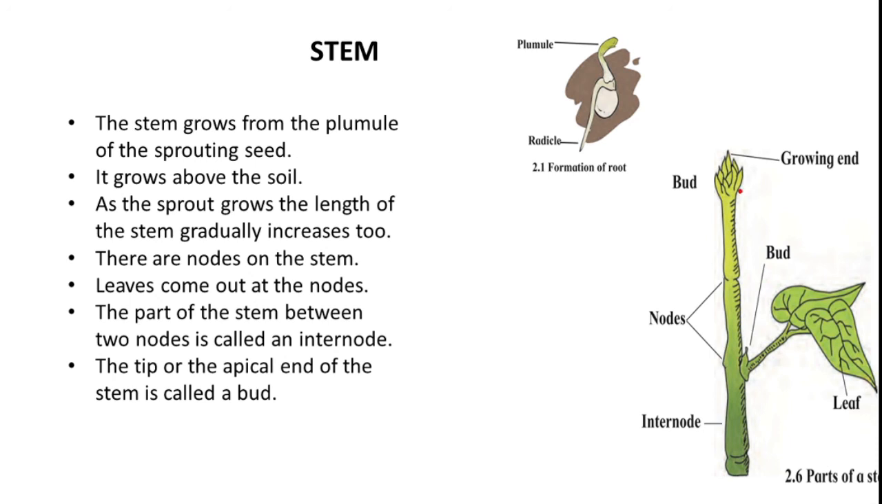The tip or the apical end of the stem is called the bud, and this is the growing end. It grows upwards.